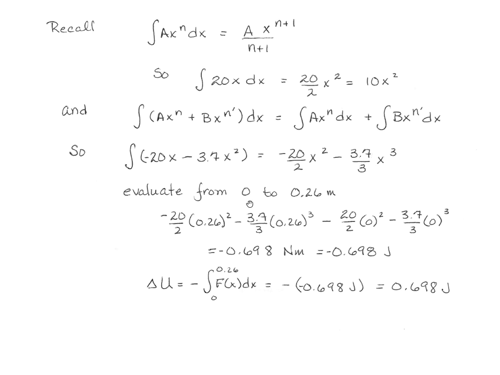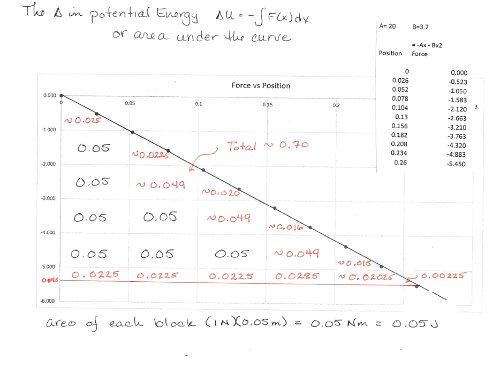Now we're going to evaluate it from 0 to 0.26 meters. When I do that, I do my final minus my initial, and we end up with negative 0.698 Newton meters, or negative 0.698 joules. So if the change in elastic potential energy is opposite that of the work, then I end up with 0.698 joules. Now, look at this number. If I round that to two significant figures, I get the 0.7 that I got under the curve.